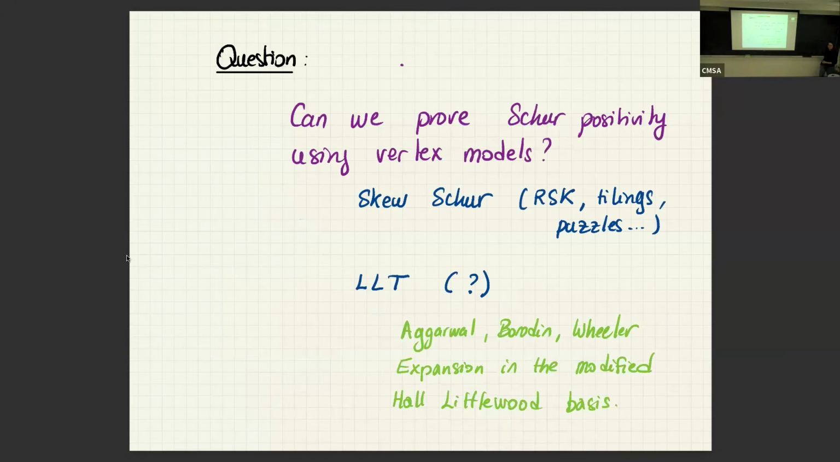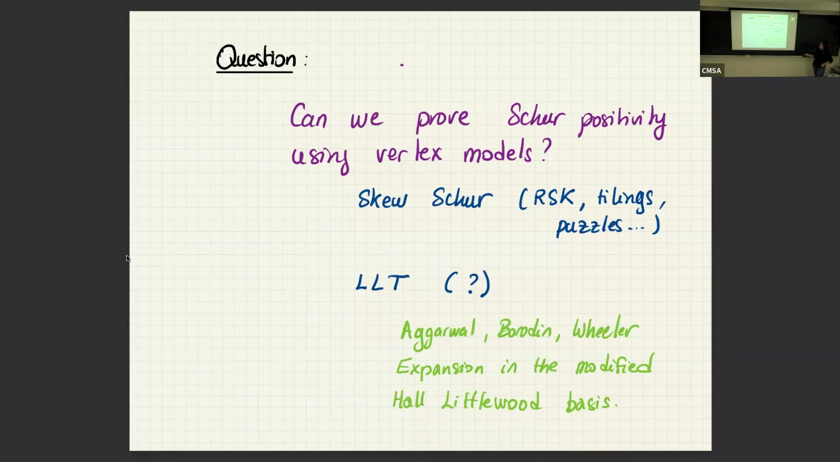So my question to you is, is it possible to prove Schur positivity using some vertex models or some models coming from integrability? This worked really well for skew Schur functions. You can interpret the RSK algorithm. There are also some tiling models due to Paul-Justin, or the Knutson-Tao puzzle. You can see that as some kind of thing coming from integrable models.